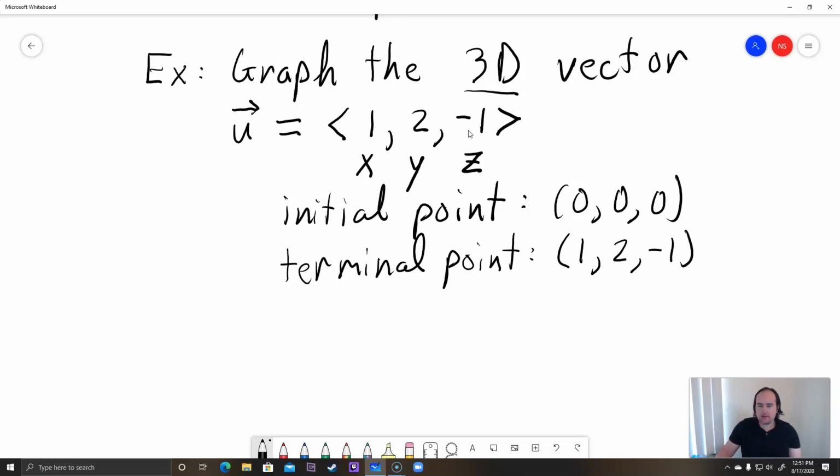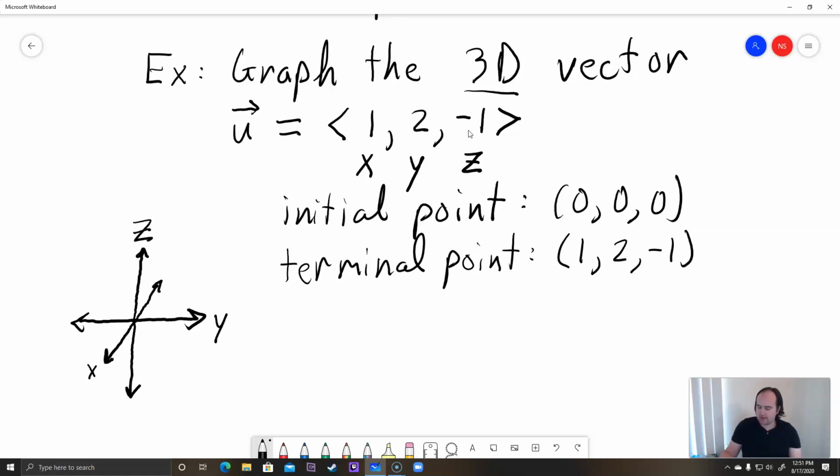Now to sketch this, different books draw it different ways. But the way I like to draw our coordinate system in 3D is I let the z-axis be the vertical axis. And I think this is how our book does it too. So the z-axis is going to be the vertical axis, and the axis coming out at us is going to be the x-axis. So that's x, that's y, and then the vertical axis is z.